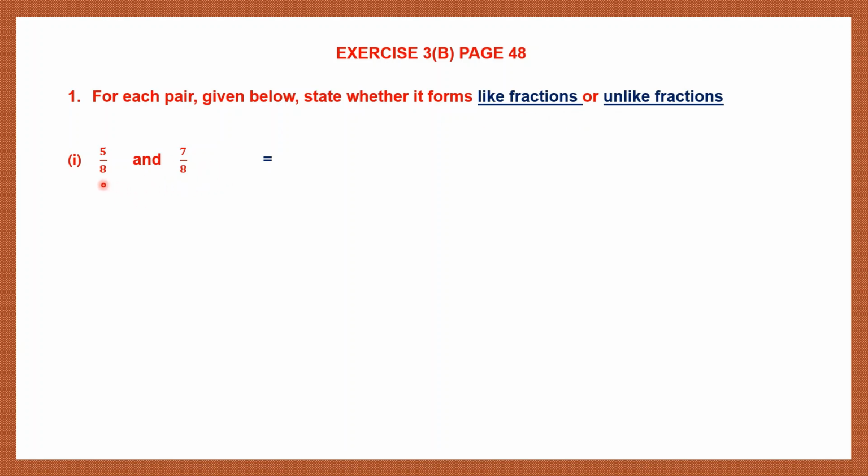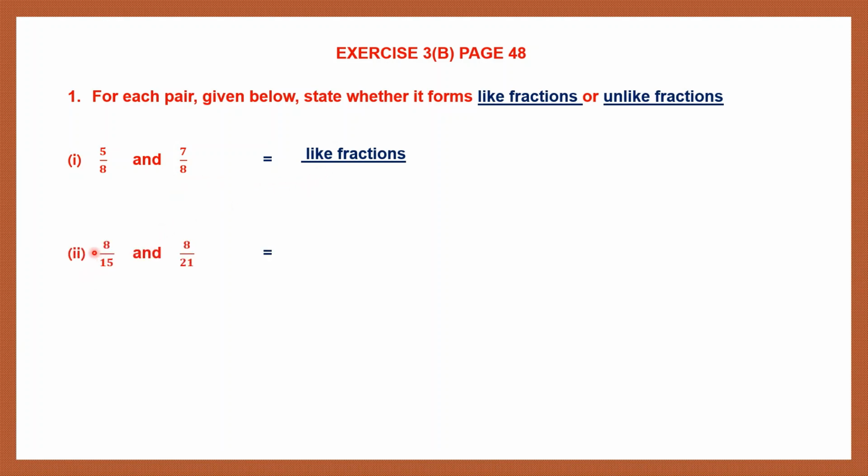If you look carefully, the denominators are the same. Both the denominators are 8. So if denominators are the same, then they are called like fractions. So the first pair of fractions, they are called like fractions.